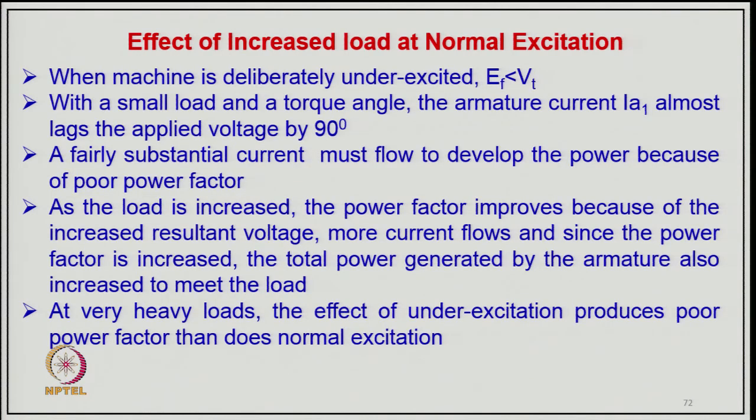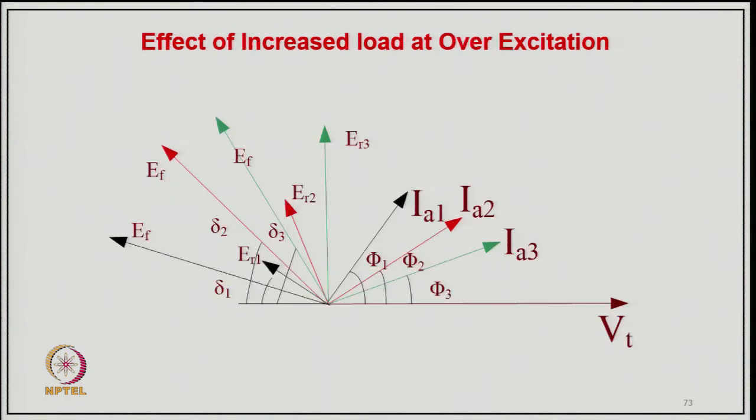Now, the effect of increased load at under excitation, when the machine is deliberately under excited, E F is less than Vt. At small load and torque angle, the armature current I almost lags the applied voltage by 90 degrees, and a fairly substantial current must flow to develop the power because of the poor power factor. As the load is increased, the power factor improves because of the increased resultant voltage, more current flows, and since the power factor is increased, the total power generated by the armature also increases to meet the load. At very heavy load, the effect of under excitation produces a poor power factor. And this is the phasor diagram corresponding to Vt, where for different armature current you have a different excitation voltage, corresponding to a different power angle.